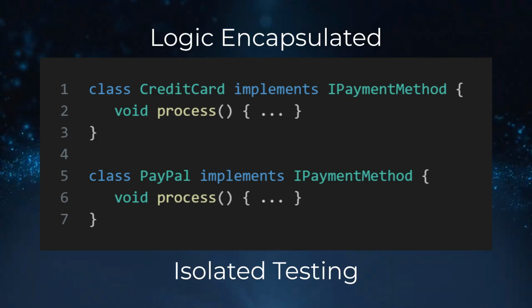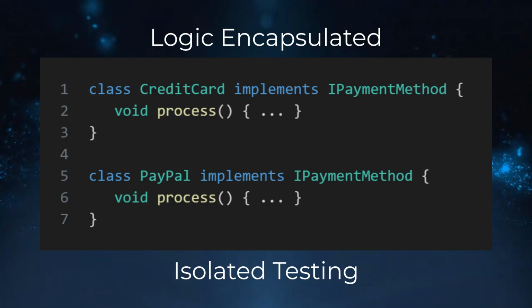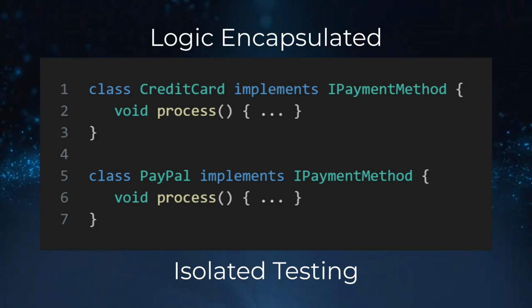We create a credit card class that implements the interface. We create a PayPal class that implements the interface. Each class contains its own specific logic. The complexity is now encapsulated within these individual classes, not jammed into one giant switch statement.